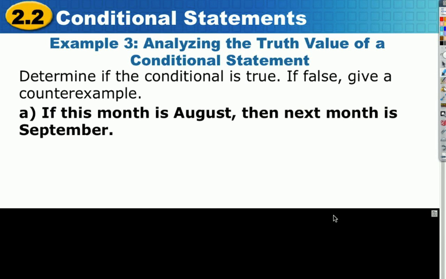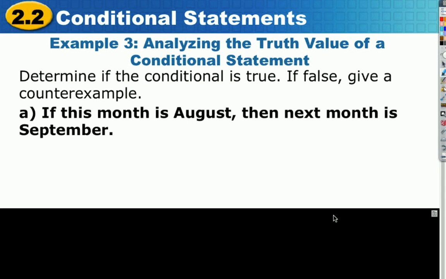So now here's where I struggle personally. My mind is looking at that as an example. But it's not an example. It's a statement. It's a broad statement. And now I have to come up with an example to apply to it to test it out. So, if this month is August, then next month is September. Now I have to test that out. Let's test it out. It's September right now, right? So let's put September into it.